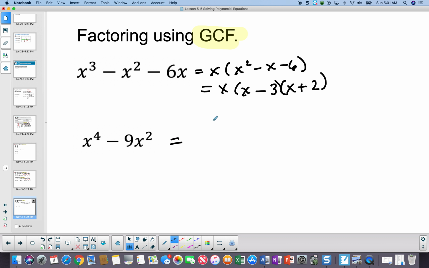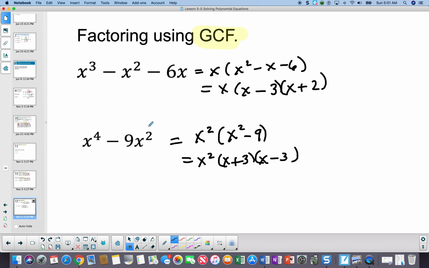Okay, here's another greatest common factor. It's actually x squared. So this will be x squared minus 9. And this is a difference of two squares. This is something from quadratics that we practiced. 3, 3, a plus in one, and a minus in the other.